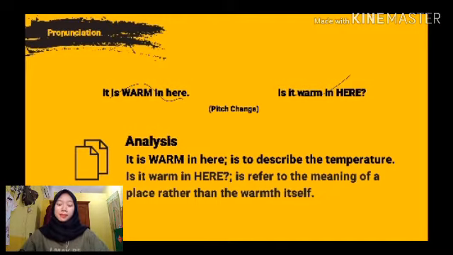Okay, take a look to the same example. It is warm in here. The pitch of our voice will be higher when we say it is warm in here, focused on warm. When we say warm, our pitch will be higher or stressed, but different with the second sentence. Is it warm in here? Asking questions. It will be focused to the word here. When we say here, our pitch is higher than the warm. That's the difference.